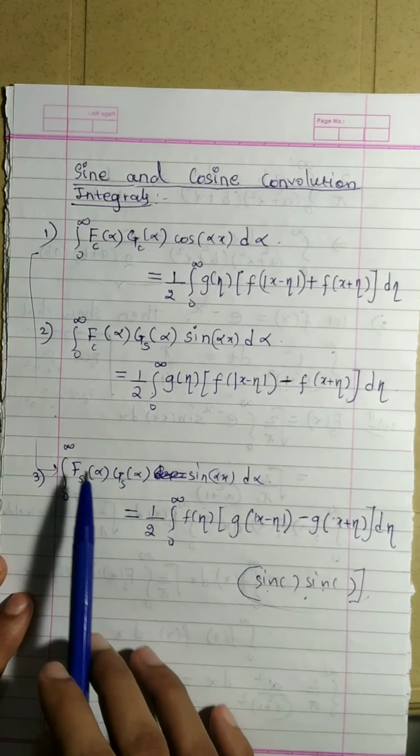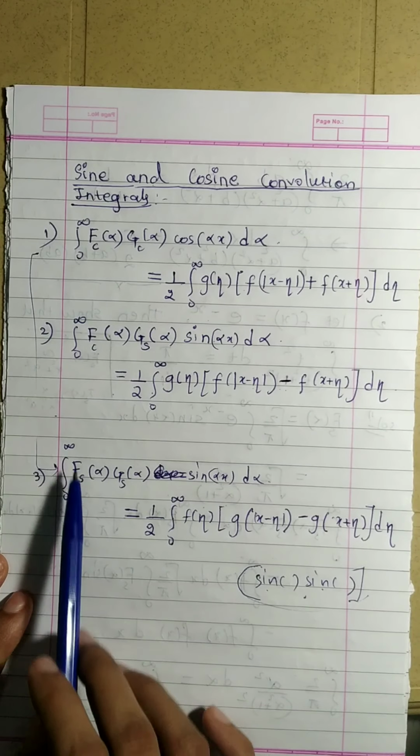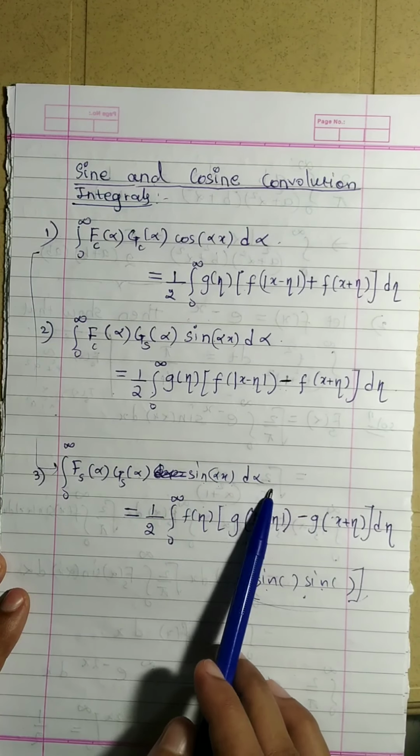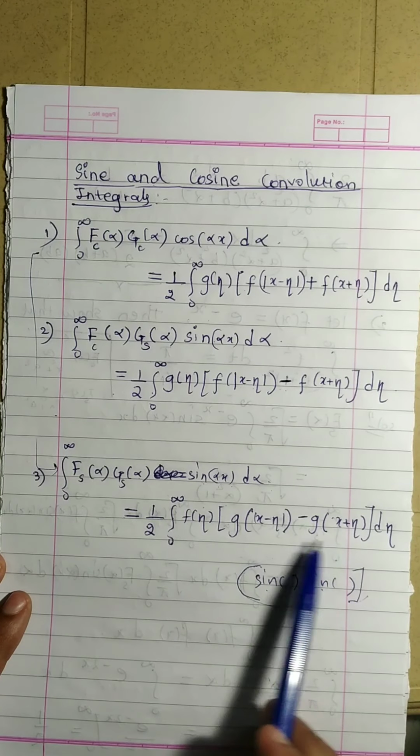Then the third formula is the integral from 0 to infinity of fs of alpha into gs of alpha into sine alpha x d alpha, equal to 1 upon 2 into this.